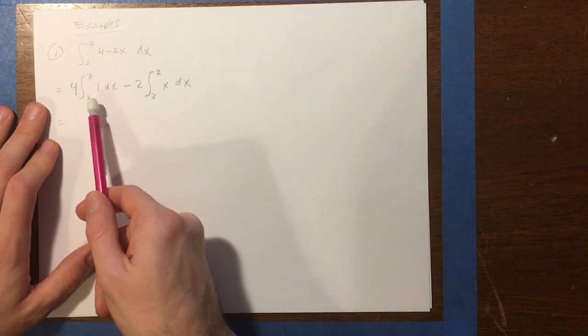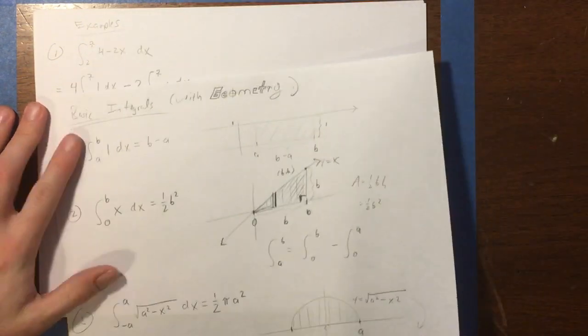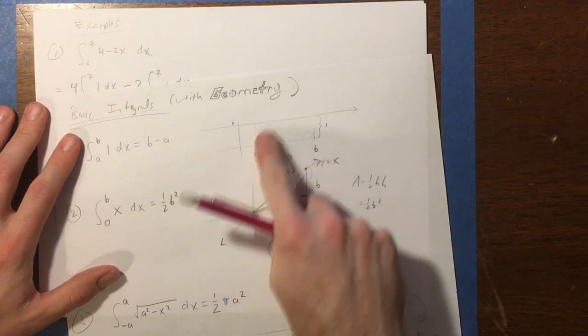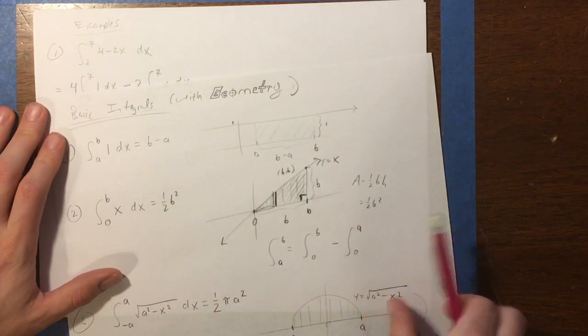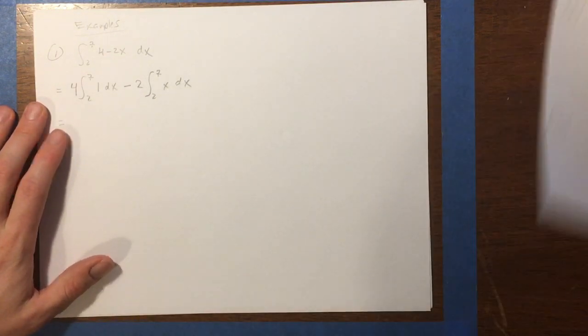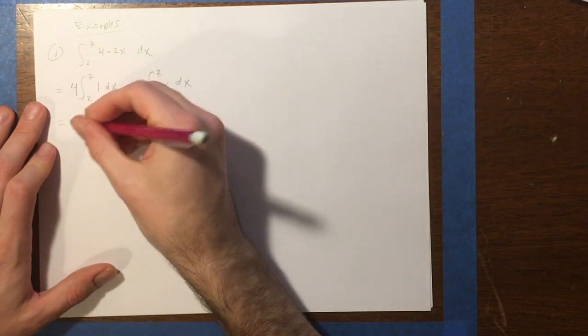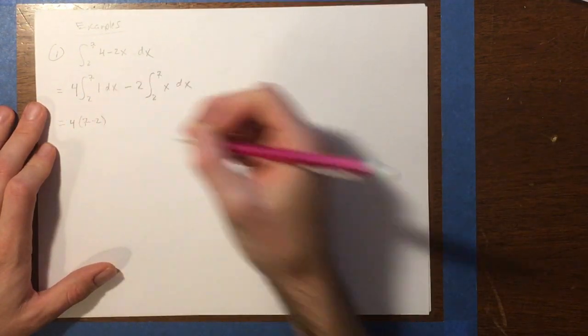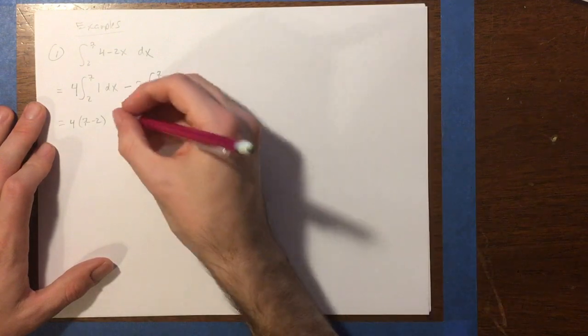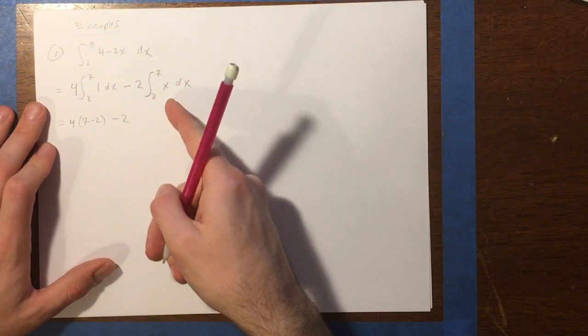Integrating 1, remember, the integral of 1 is like finding the area of a rectangle, nice and easy to do. So it's just going to be the length of the interval from 2 to 7. So this first one's going to be 4 times 7 minus 2. That was easy. All right, second one. Now this one is a little more complicated.